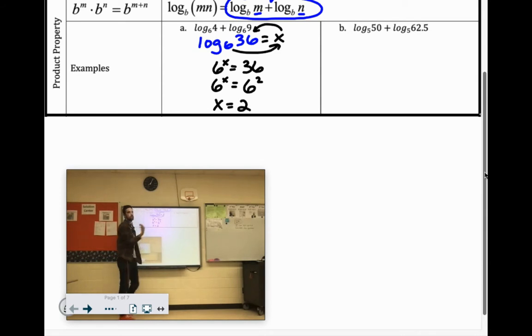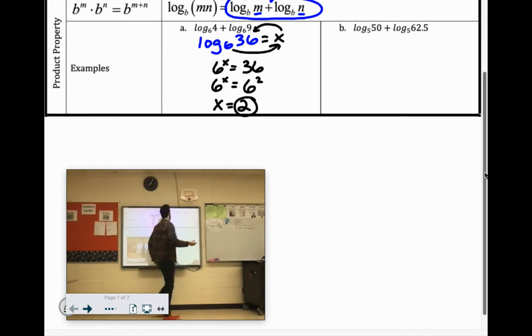Now we put that x into the equation. So the original equation didn't have an x in it. So we're not actually solving like x equals something. It just simplifies out to just 2. Right? So in your final answer, don't write x equals 2, just write 2. Because log sub 6 36 is just 2.